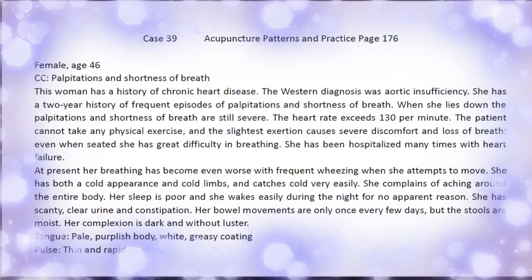So for this case, the main symptoms here are palpitation and shortness of breath. Even though we put only palpitation as the illness name, shortness of breath is still a big trouble there. So that's why for this case we say heart yang qi deficiency and lung qi deficiency. That's the pattern; we can put two main patterns here: one is heart yang deficiency, one is lung qi deficiency.